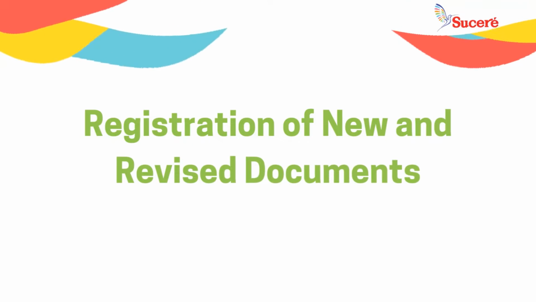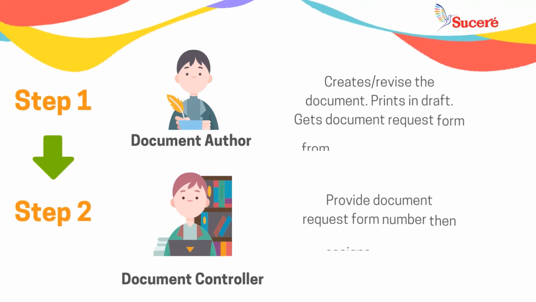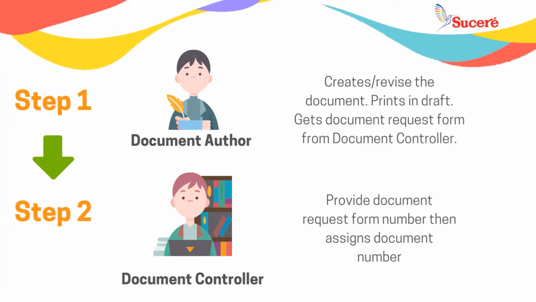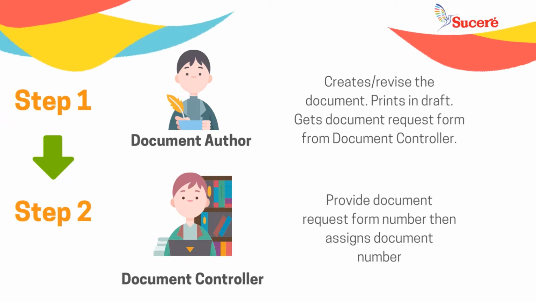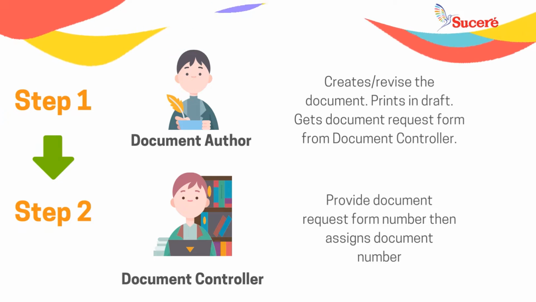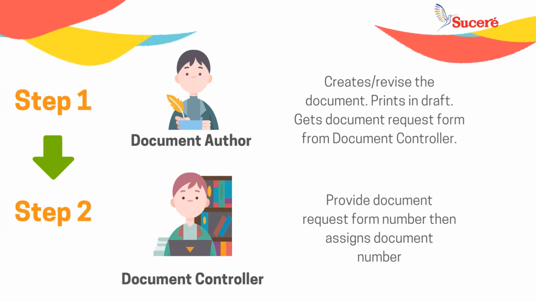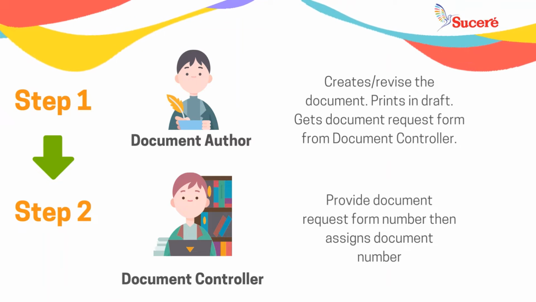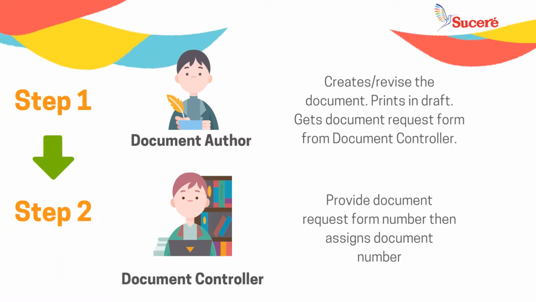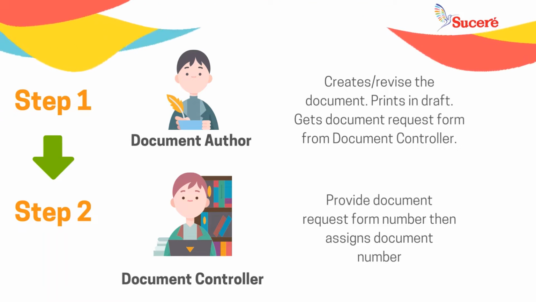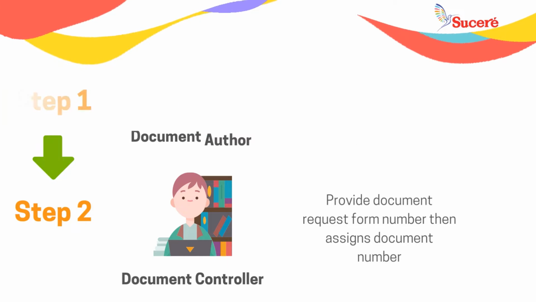So, registration of new and revised documents. Step 1. The document author will create or revise the document, print it in draft, and then get the document request form from the document controller. Step 2. The document controller will provide the document request form number and then assign the document number.